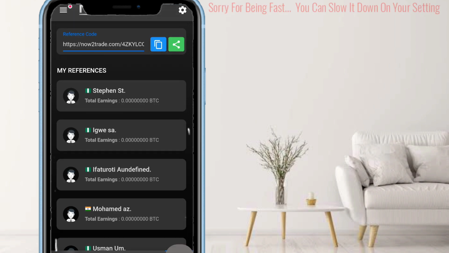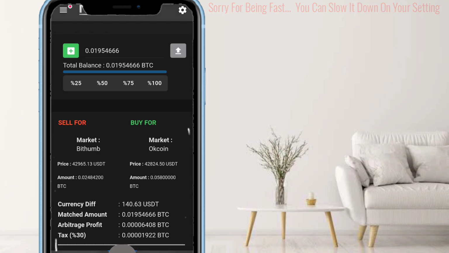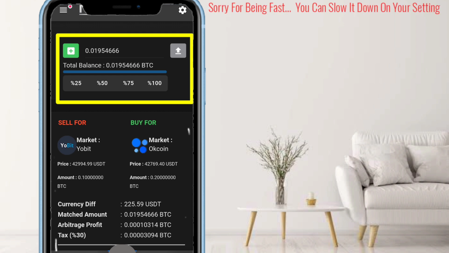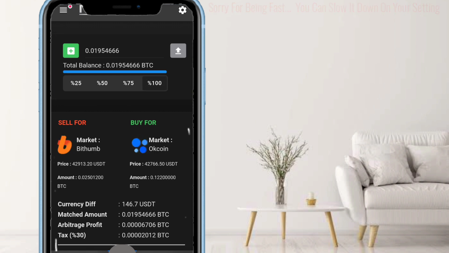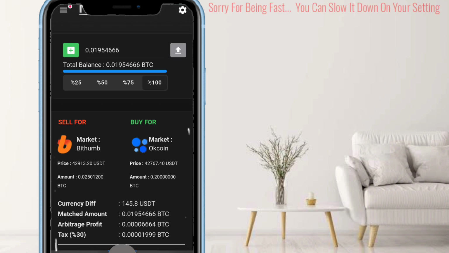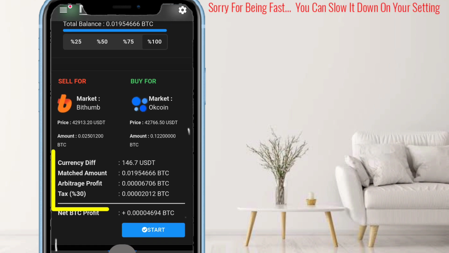Now moving to how you can place a trade and earn higher profit. When you go to the trading section, it will take you to the market of all the exchanges. You understand? First of all, you just have to put in the amount. Let me say I want to use 100% of my balance to make a trade. So when I click on 100%, I scroll down a little bit. Then I need to take note of this currency difference and the matched amount, you understand?